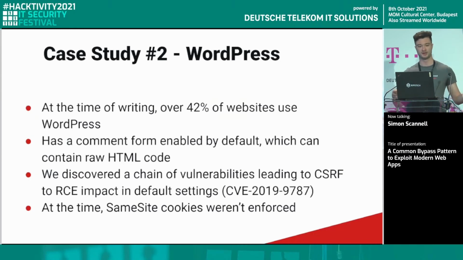And we looked at the unauthenticated attack surface. Since WordPress at the very core is just a blog, they had a comment form where you could just submit any comments, say, hey, I really liked your article, yada, yada. And the interesting thing is that this comment form can actually contain HTML. And then they do the same thing again, where they make sure that only allowed HTML and only allowed attributes are used. And we thought, okay, maybe we can bypass this. And we discovered a chain of vulnerabilities leading to RCE impact in default settings.